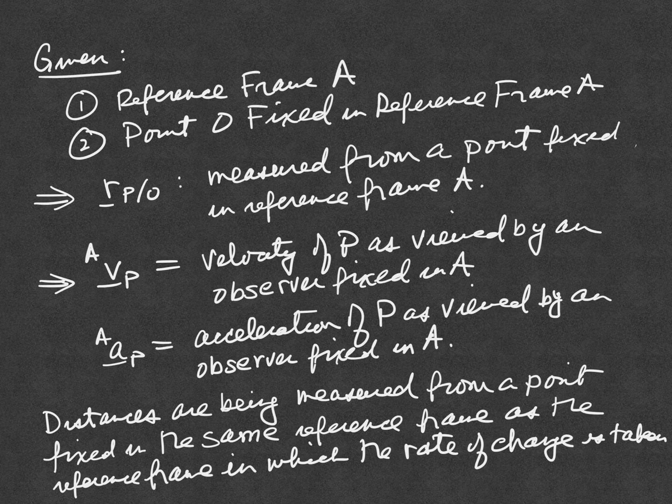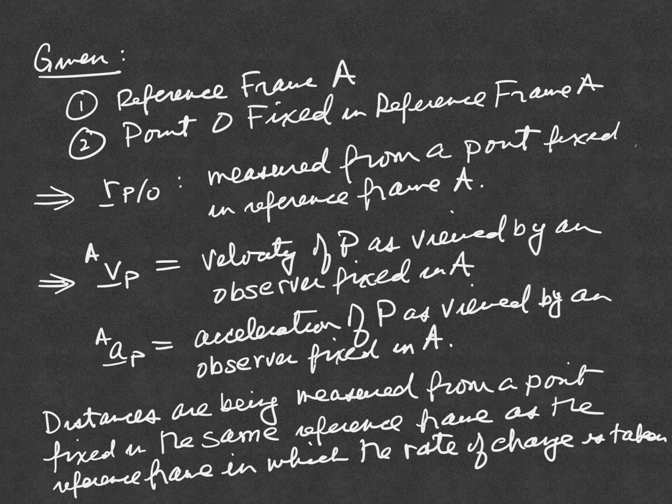If we were taking the rate of change in some other reference frame, then none of this would apply. But that's the basic construct of position, velocity, and acceleration. We start with one reference frame, and we have a point fixed in that reference frame. And using that information, we can now directly compute the rate of change of the position of P relative to O, where O is a point fixed in that frame, to get the velocity, and then take the rate of change again to get the acceleration.